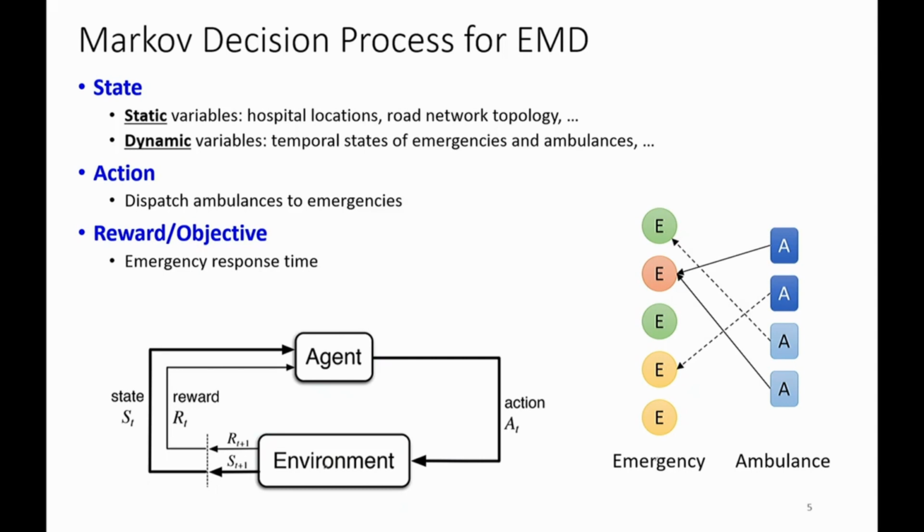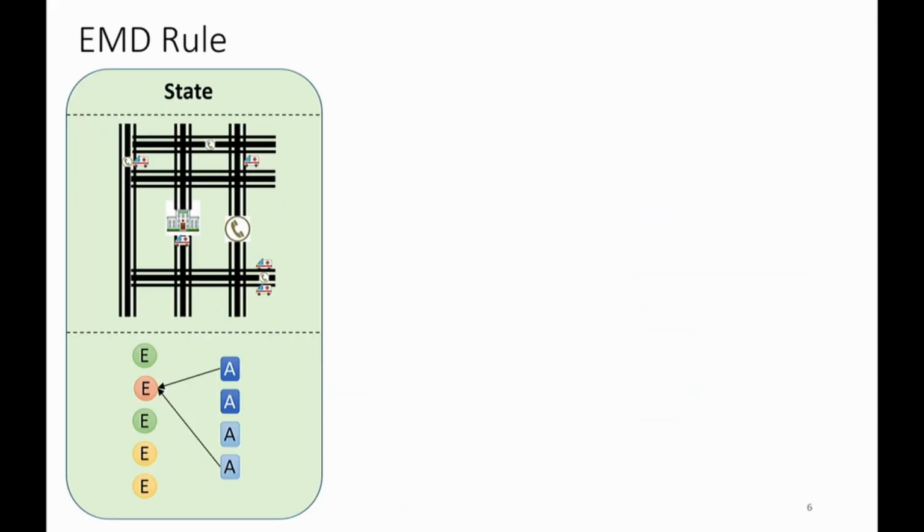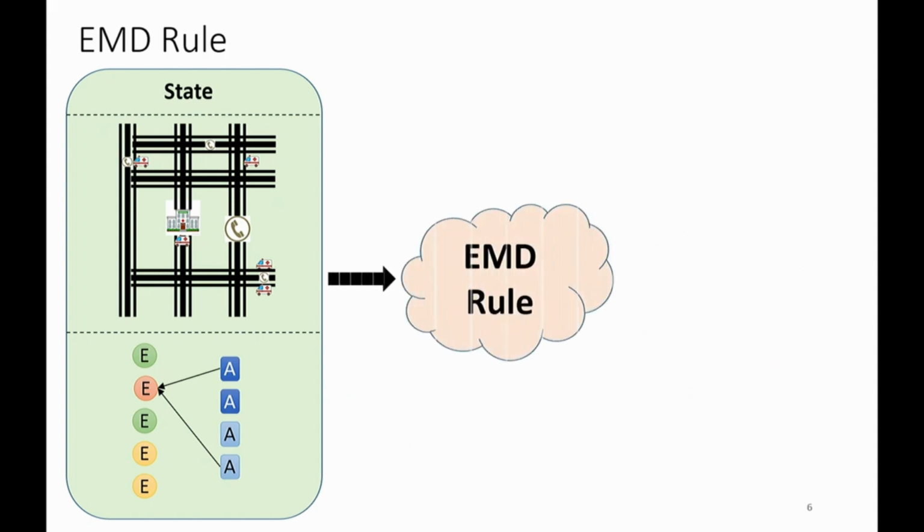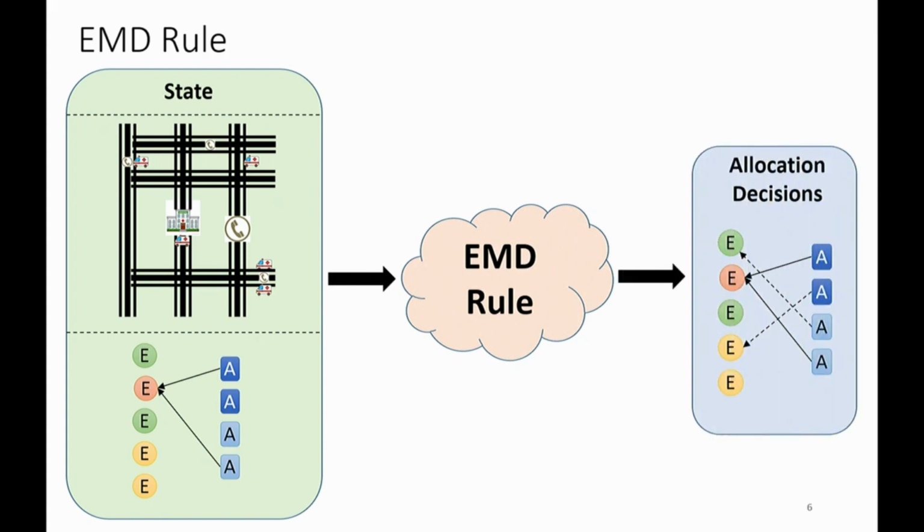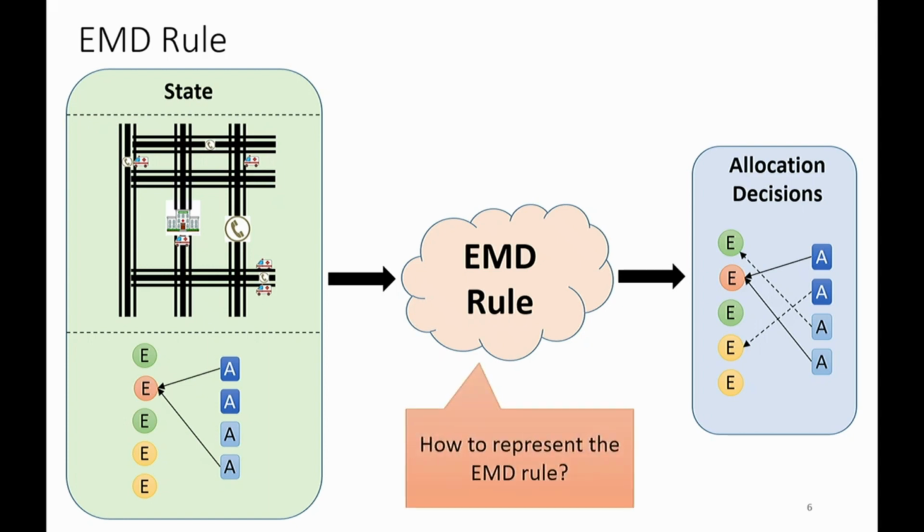Just skip because of the time. So we have the state, about the locations of the ambulance and the calls, and then we use this so-called rule to match that. So this is the way we solve the problem. But this rule, the EMD rule, is the key for the problem solving. Firstly, how do we represent it?